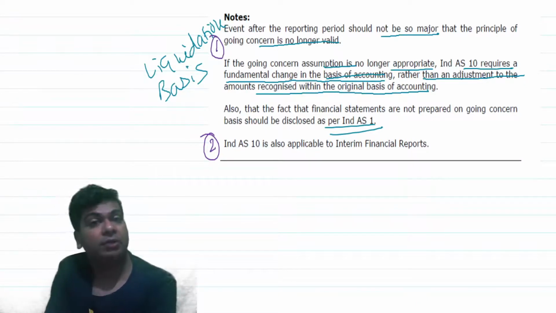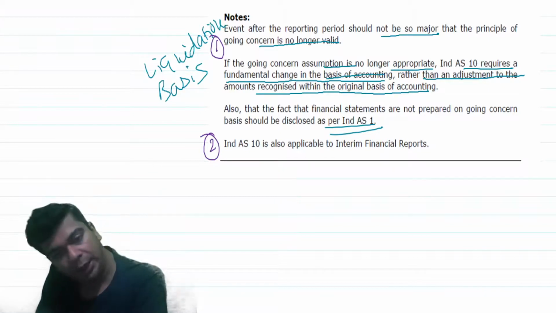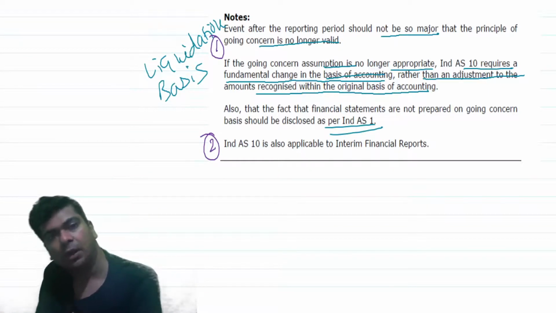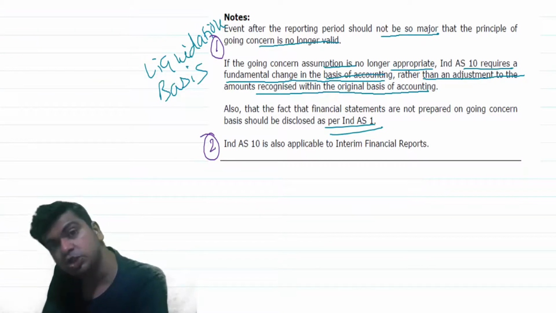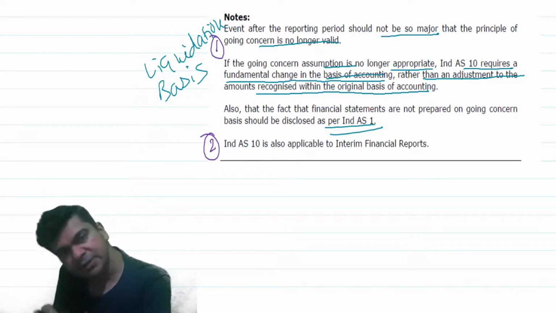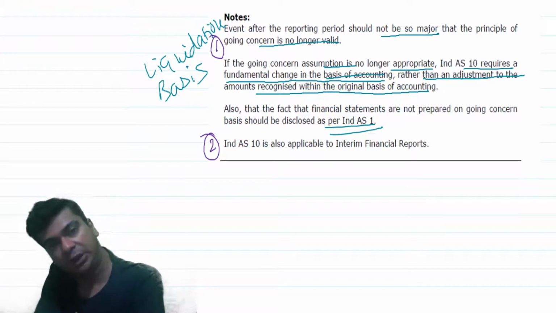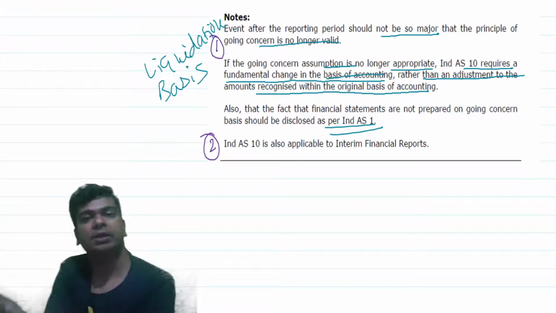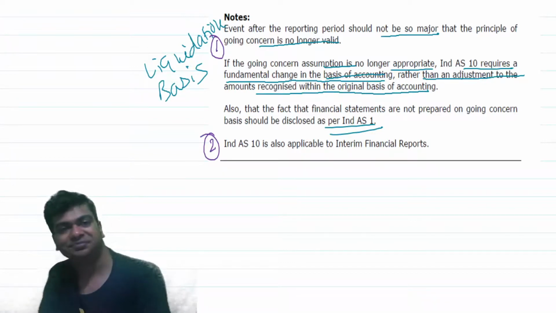If you are preparing interim financial report, even to interim financial report also, Ind AS 10 is applicable. By interim financial report, I mean a report which is for a period shorter than full accounting year. For example, you are preparing some quarterly results and you are sharing these quarterly results with your shareholders. Then even to those quarterly results also, Ind AS 10 is applicable.